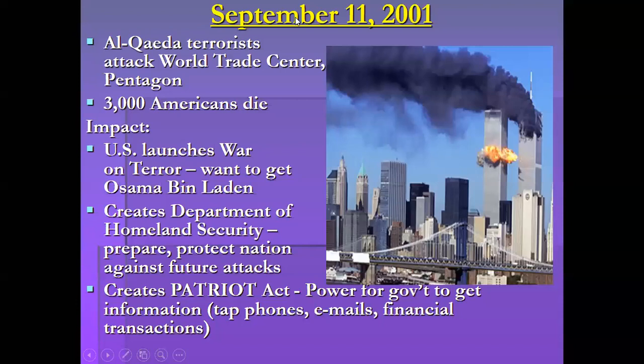So we toppled the Taliban, we toppled Al-Qaeda. We've been in Afghanistan for almost 20 years. It looks like we're going to get out of Afghanistan pretty soon. But that's the first war. The second war is, while we're over in Afghanistan, we look over at Iraq, and Iraq has a leader named Saddam Hussein. And Saddam Hussein has some of the same tendencies as the Taliban did.